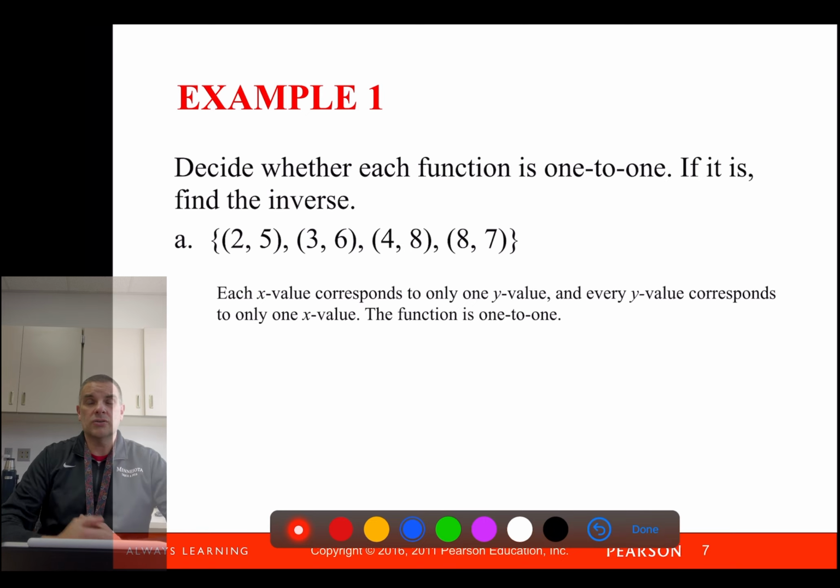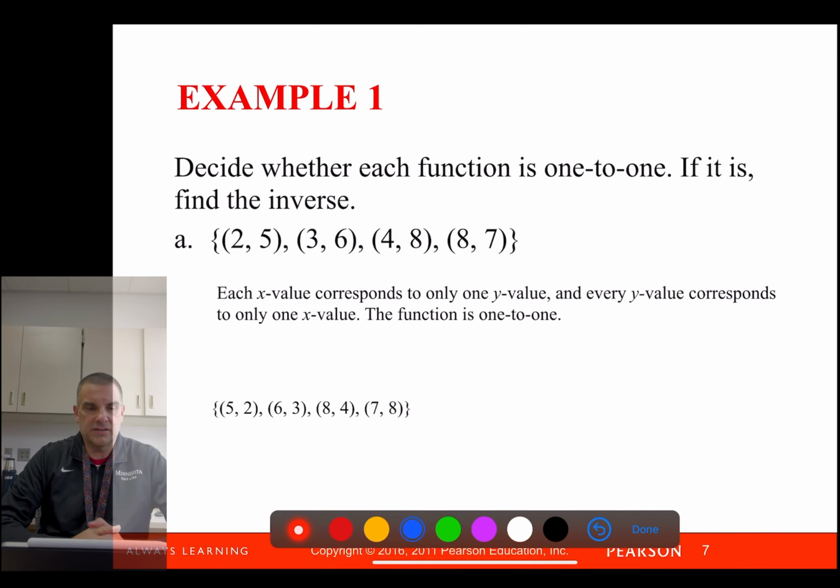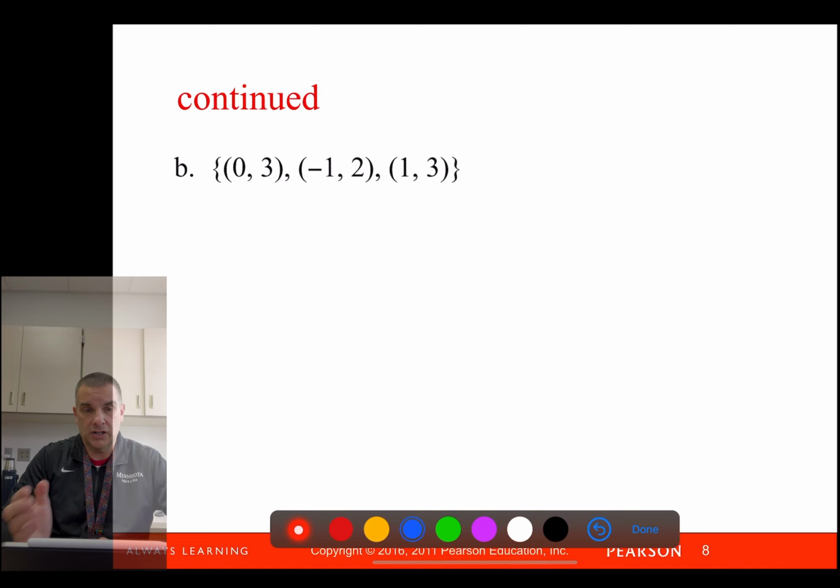Now when we're going to find the inverse of this, since it is a one-to-one function, we're just going to switch the x and the y values. What was an x becomes a y, and what was a y becomes an x. So the inverse of this is (5, 2), (6, 3), (8, 4), and (7, 8). And you're done. That's the inverse of it. You just switch your x and y values after you've determined that it is a one-to-one function.